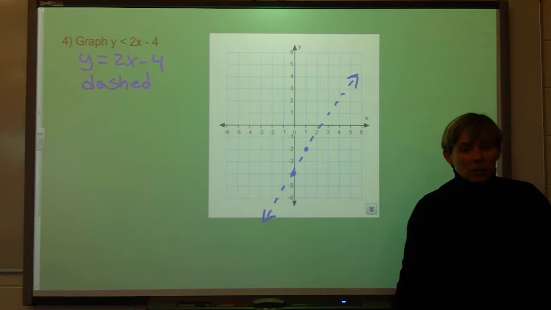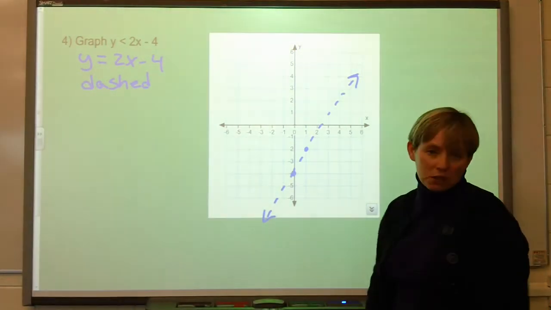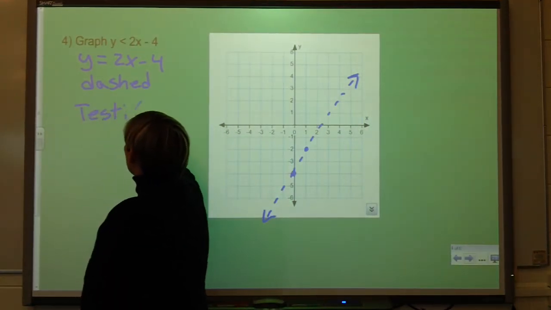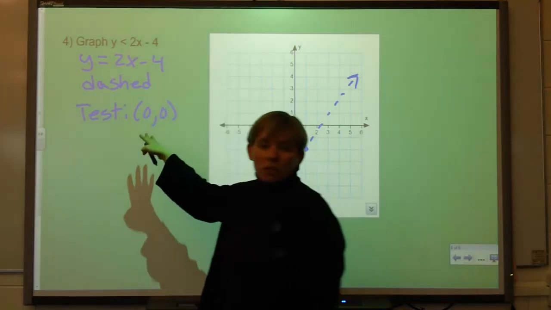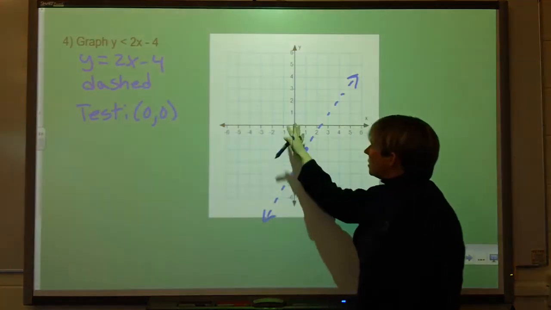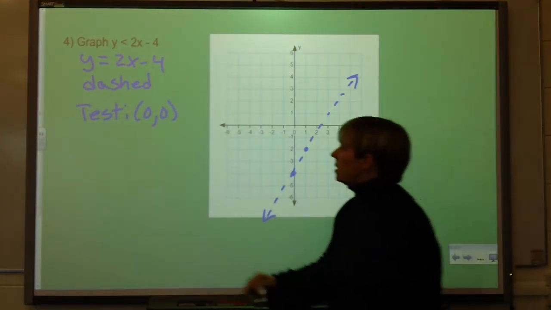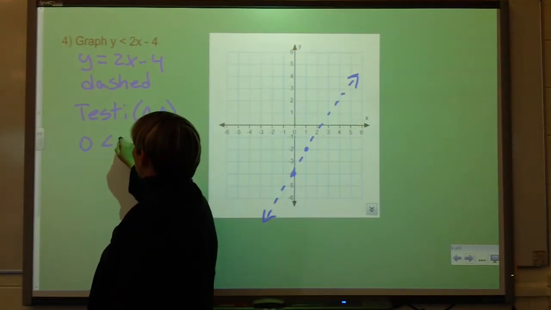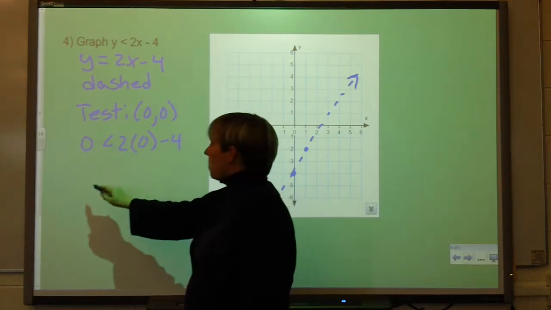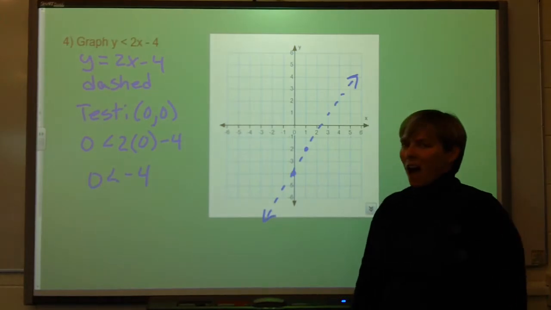And now I have to decide where to shade. Again, I'm going to choose 0, 0. It's a nice, easy point to work with. So I'm going to test in my inequality the point 0, 0. If 0, 0 is a solution for that inequality, then that's the side I'm going to shade. And if it is not a solution, then I'm going to shade the other side. So when I plug that in, I get 0 is less than 2 times 0 minus 4. When I simplify this side up, I get 0 is less than -4. 0 is not less than -4.